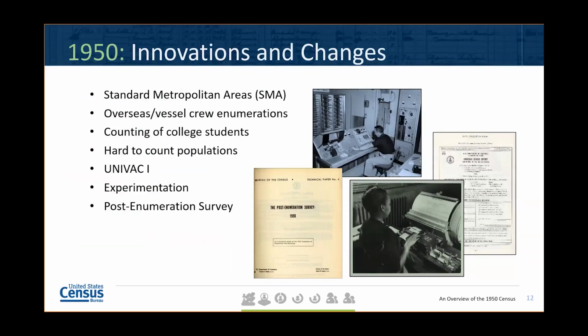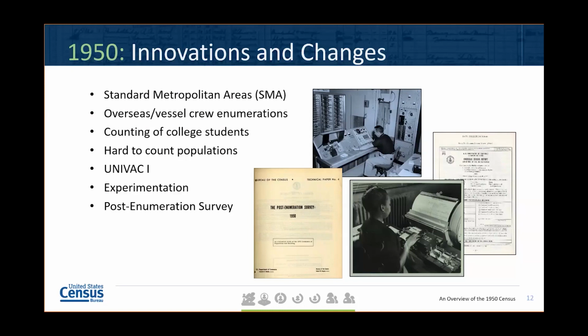1950 was a time of innovations and changes. One of the big ones was that we had a standard definition of metropolitan areas so that all levels of government and private entities could compare the same population when they did their own surveys. We had families in Germany and Japan and crews on vessels that filled out special questionnaires. These numbers were not included in the apportionment count unless they were on a ship docked in the U.S. And unfortunately, these forms were not microfilmed and will not be a part of this release.